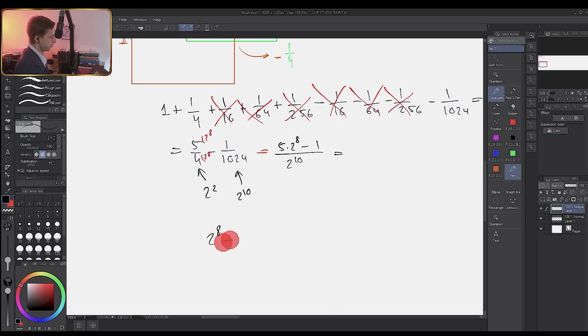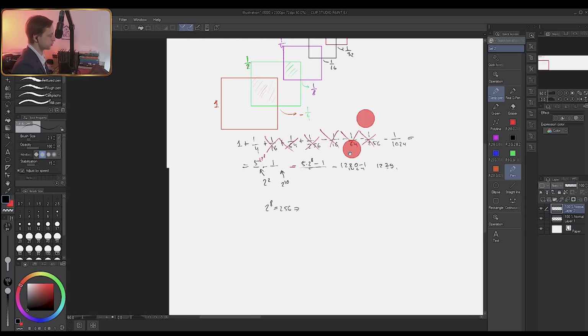2 to the power of 8 is 256, and if you multiply 5 by 256, you will get 1280. 1280 minus 1 divided by 1024, and it equals 1279 over 1024, and it is your final answer.